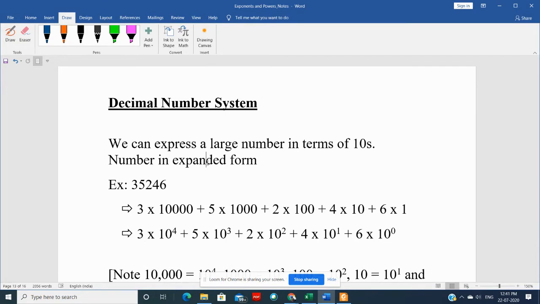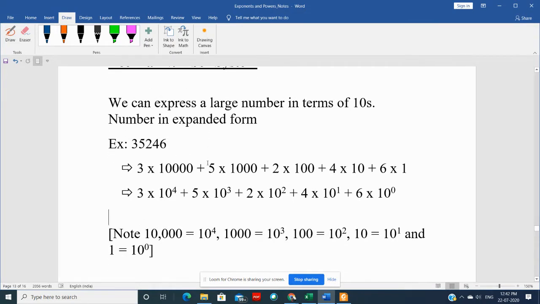Now we can express a large number in terms of tens. We have already seen, when we started, I told you that this concept of exponents and powers is basically because of the difficulty in expressing large numbers. And to get rid of that, this system came, right? So now let's see how we expand any number in terms of tens, means by taking 10 as a base, right? So let's see.